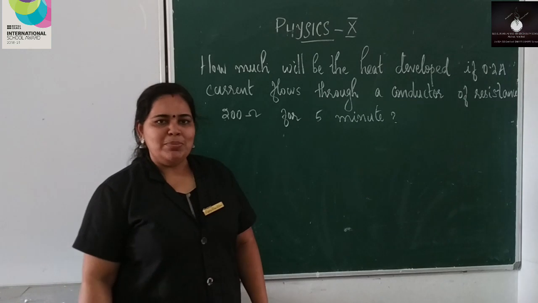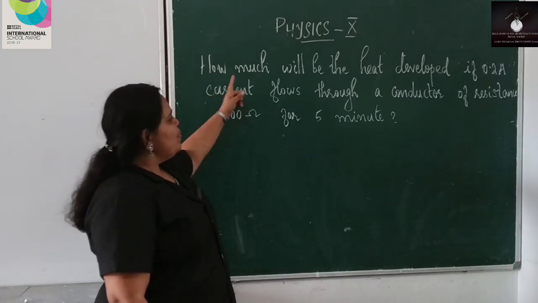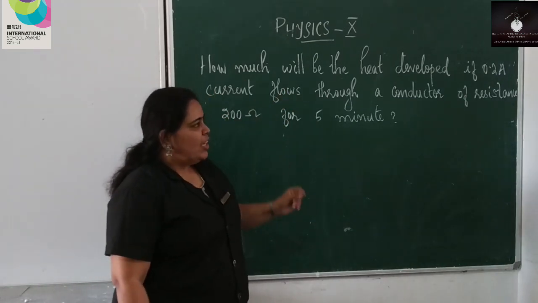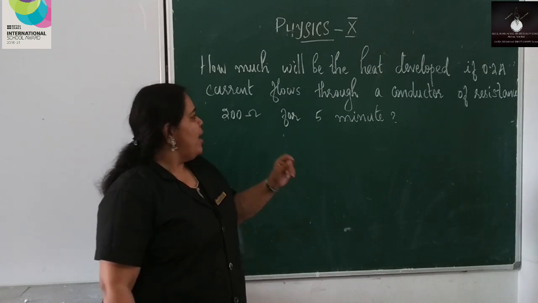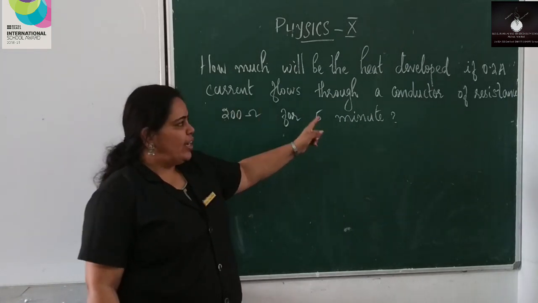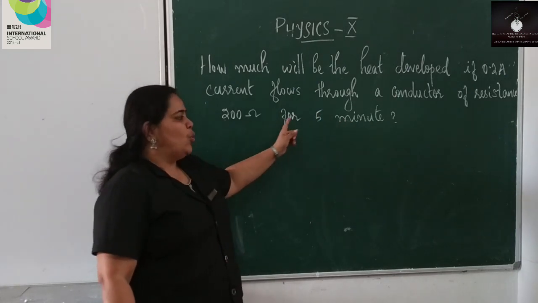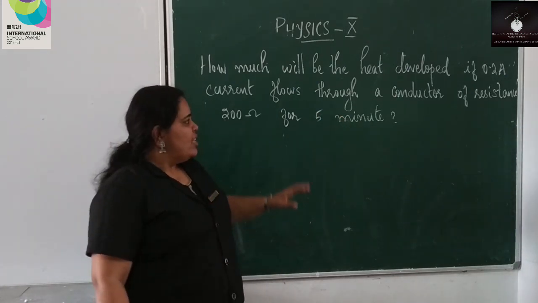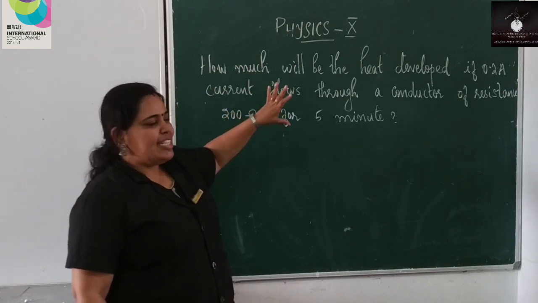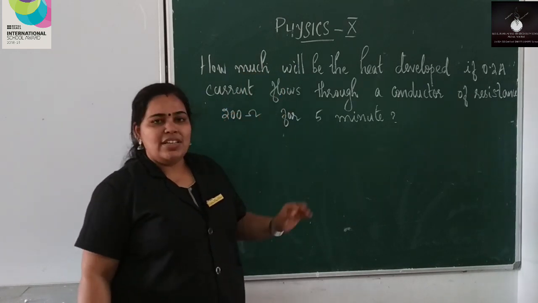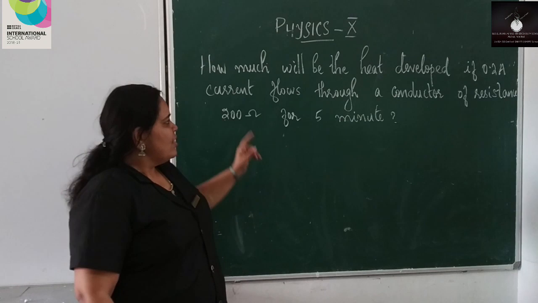Shall we solve the problem? The question is, how much will be the heat developed if 0.2 ampere current flows through a conductor of resistance 200 ohm for 5 minutes? Just go through the question and tell me what all things are given in this question.